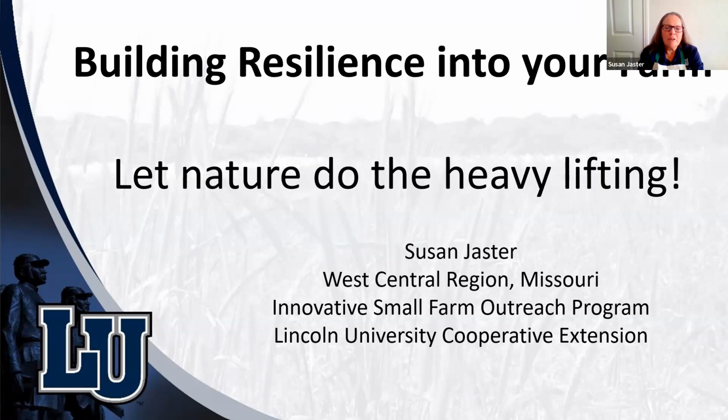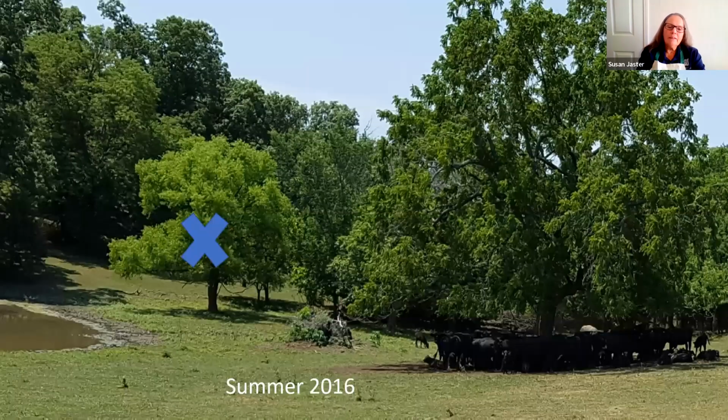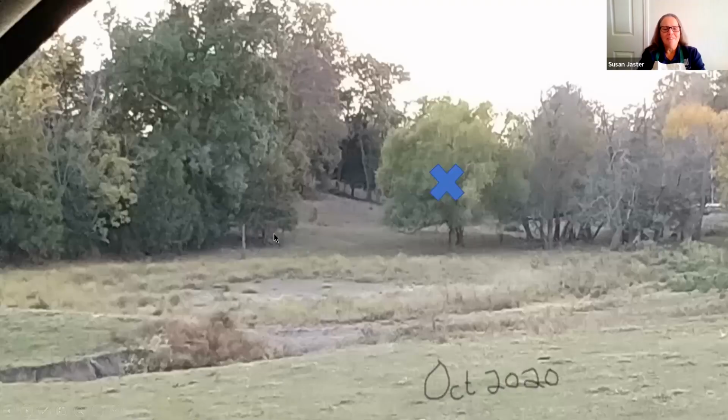So I work in Missouri and in the central region, so I am close to Kansas City. And Lincoln University is in Jefferson City in central Missouri. And I do a lot of work for AgrAbility. Now, I'm going to go into looking at this property. And this is an example of what you should not do.